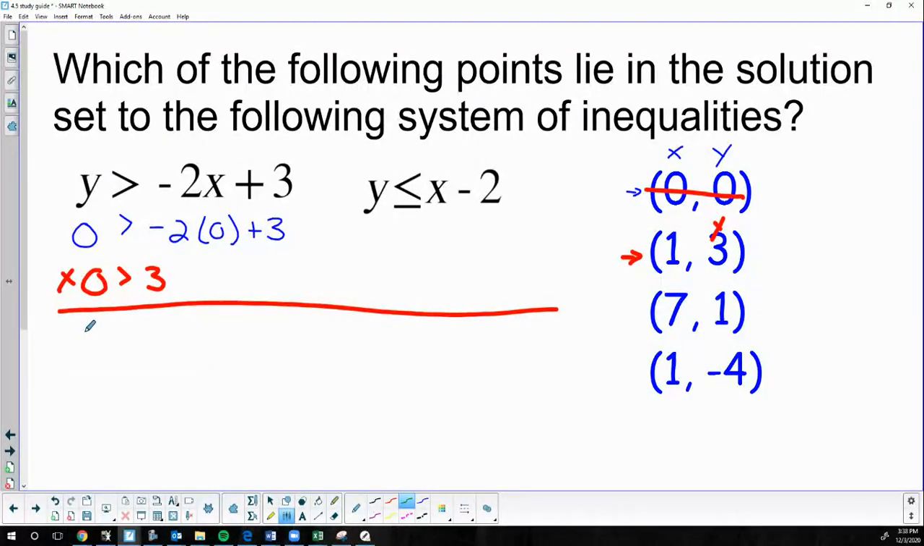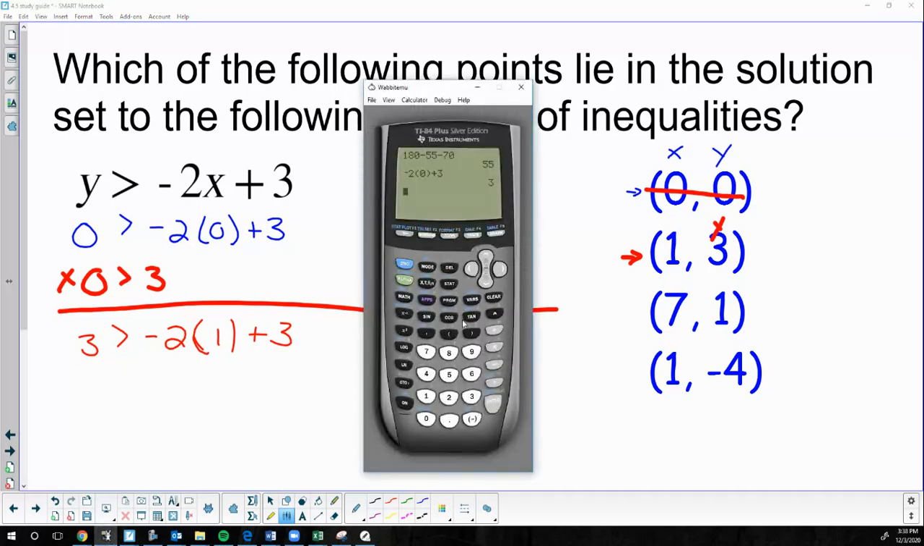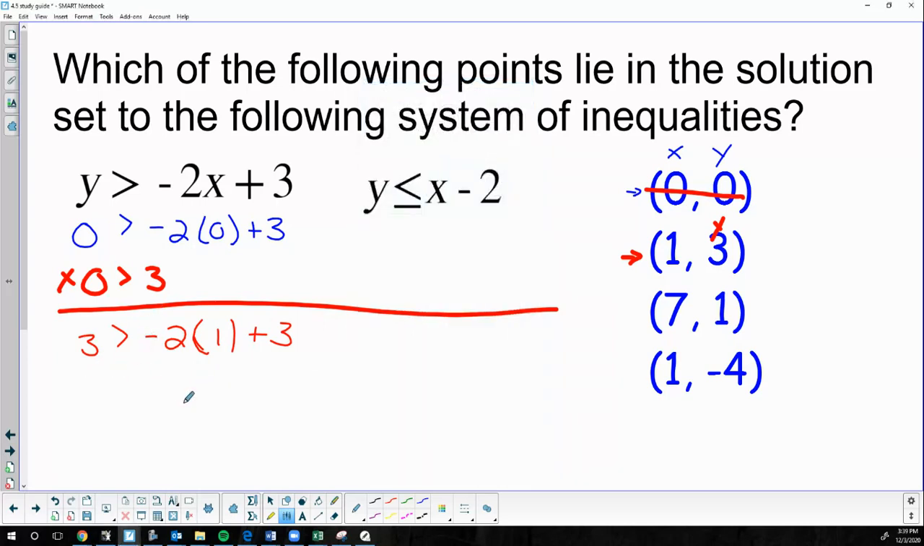So if I did the next one, here's my y. So I would say that 3 is greater than negative 2, not the x, put the 1 in, plus 3. Grab your calculator. If you want, you can go up and grab this equation. And then just change this to 1. I just hit enter when I grabbed it. And I got a 1. So that means that 3 is greater than 1. Is that true? Yes. Then you got to check the other equation.